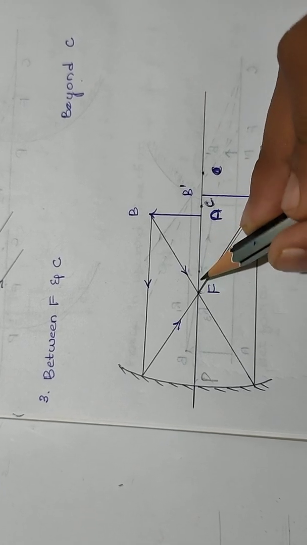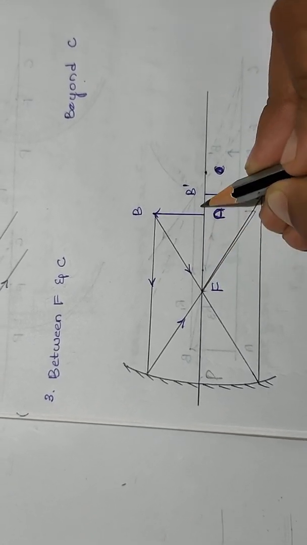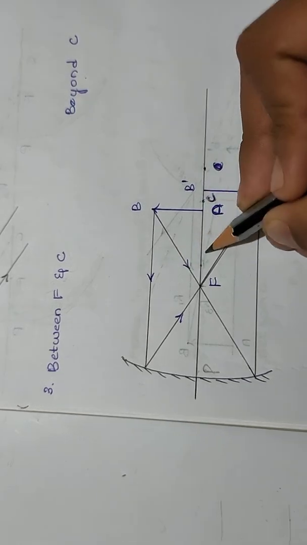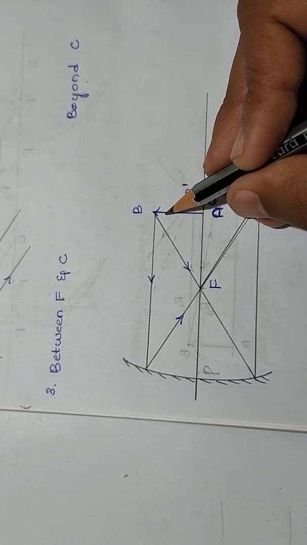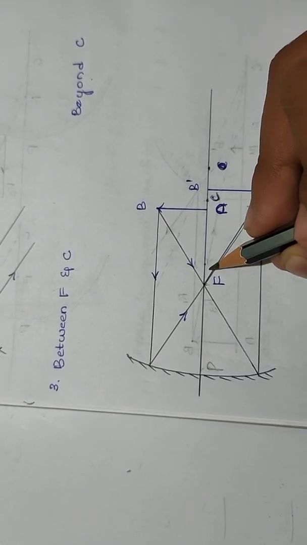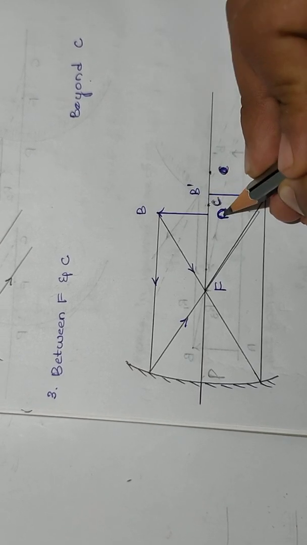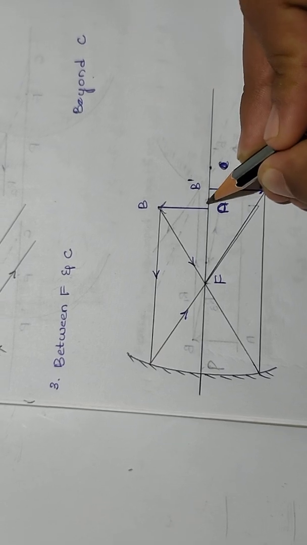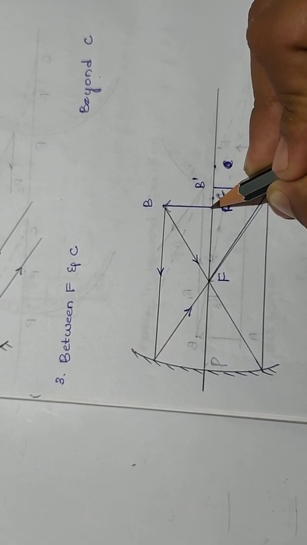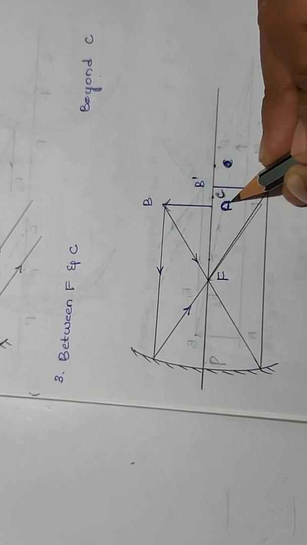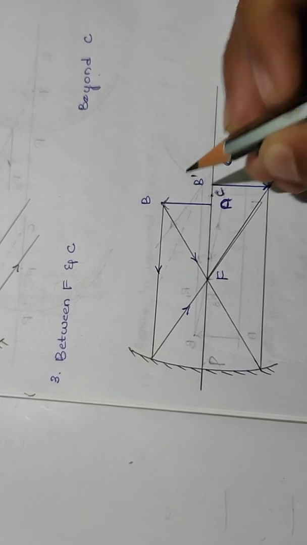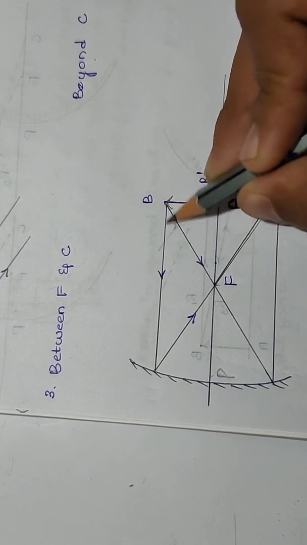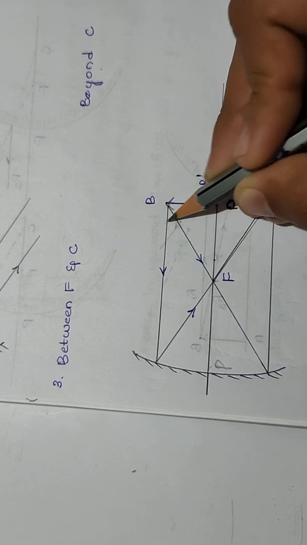Now what if I draw the object between these two? It does not mention a center or midpoint, so I can draw anywhere. AB is my object which is pointing upwards. I am drawing it just beside C, the center of curvature. Now what if I project two incident rays from this?